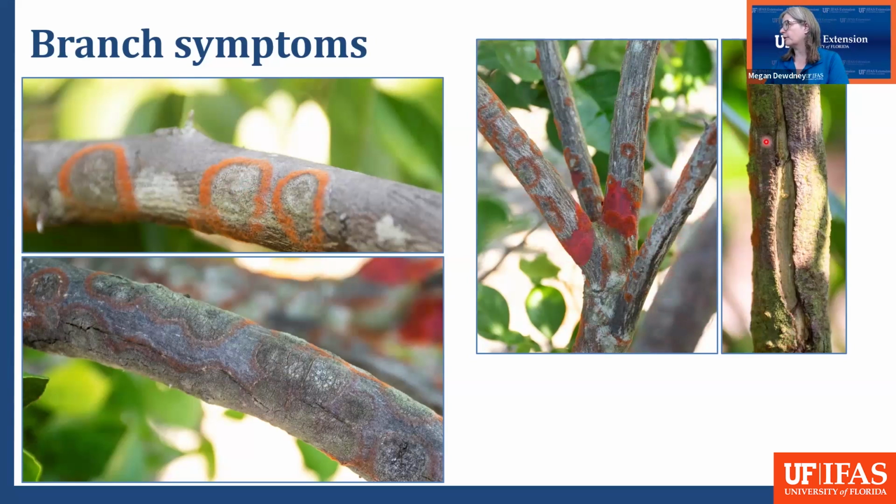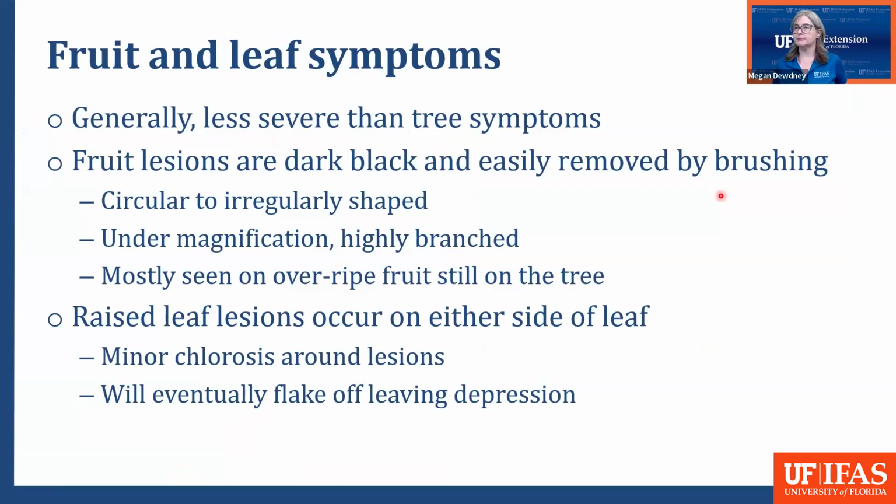limbs here. And then here's some of the cracking that I've just seen also, rather than that fine cracking, actually just cracking the whole bark on the limb, which is going to be catastrophic for the future health of that limb. Insects and other fungi will get in that. So fruit and leaf symptoms are generally less severe than on-tree symptoms. The fruit lesions are dark black and they're easily removed by brushing, say, in a packing house. They're circular to irregularly shaped. Under magnification, you see that they're highly branched, and they're seen on these overripe fruits, so probably off-season fruit that are still on the tree that didn't get picked during the regular season.